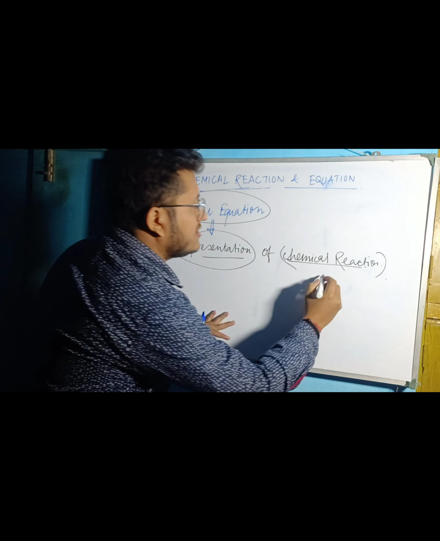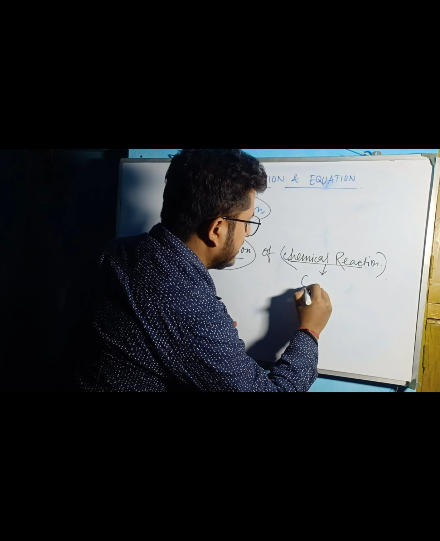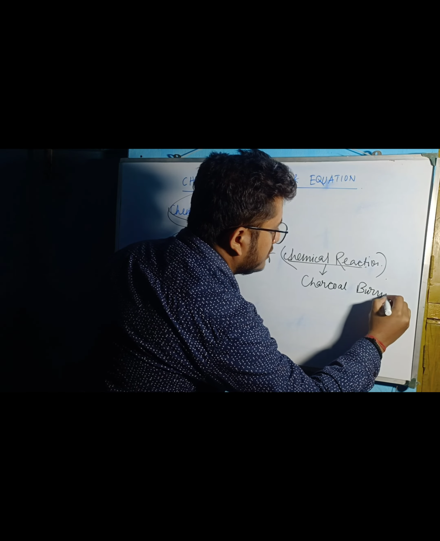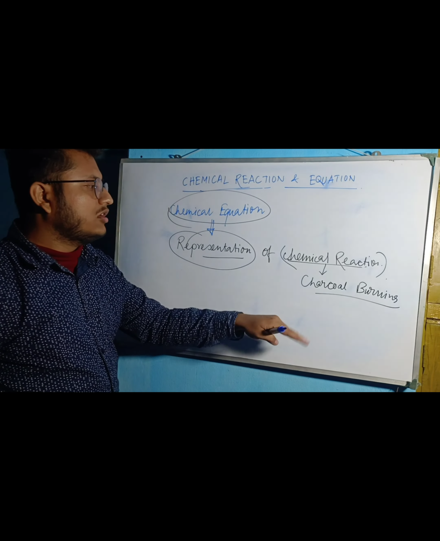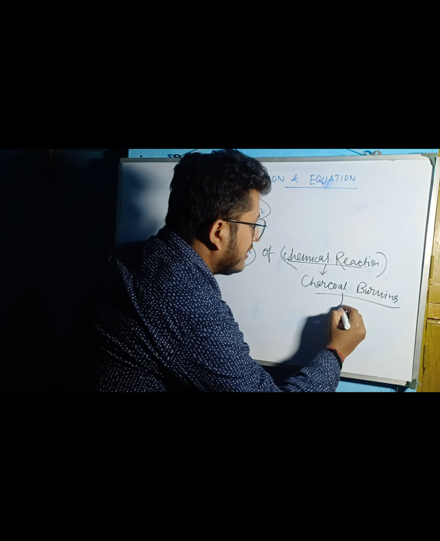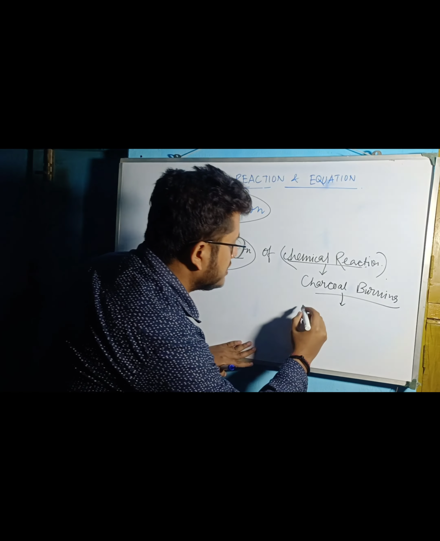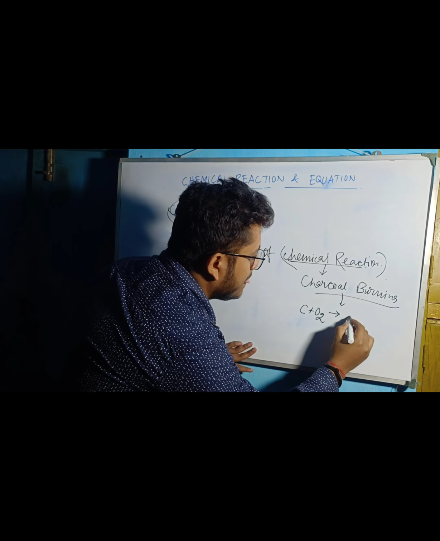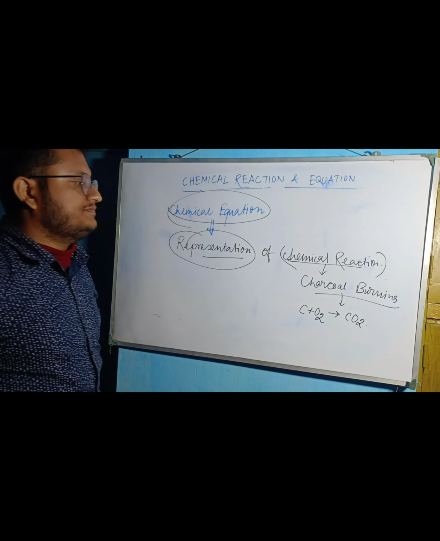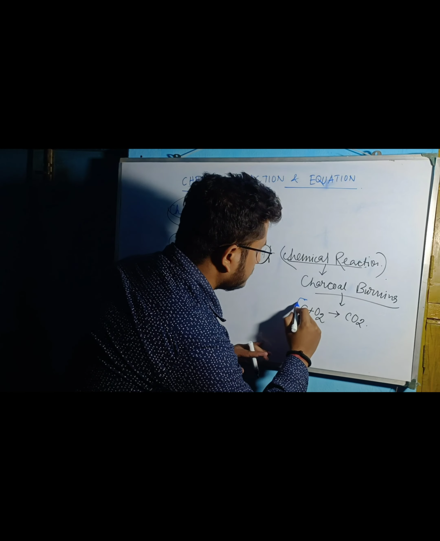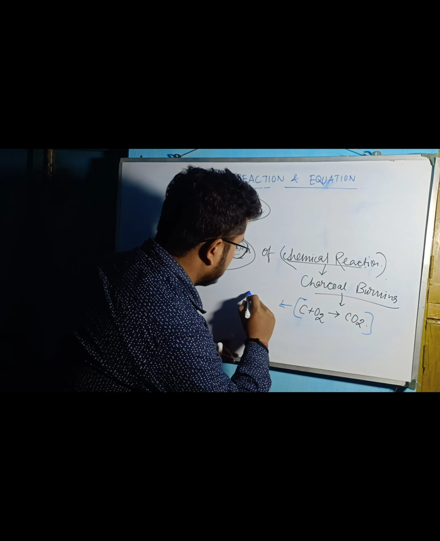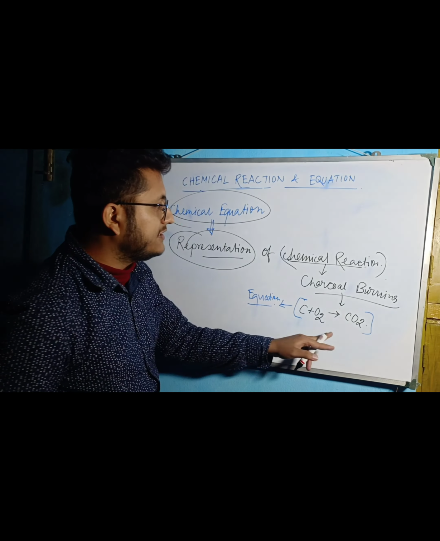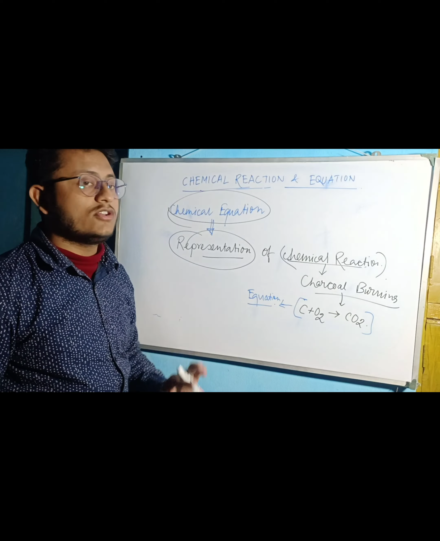So what is a chemical reaction? Let's say charcoal burning is a chemical reaction. Now how can one represent it? Charcoal burning can be represented as a chemical equation: charcoal means carbon, and burning means reaction with oxygen. It will give carbon dioxide. So this is a chemical equation. The representation of the chemical reaction is called chemical equation.